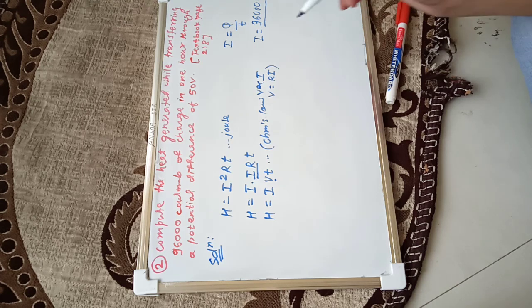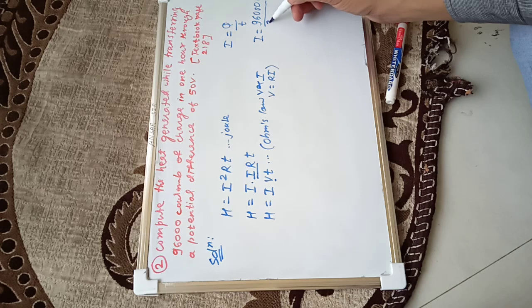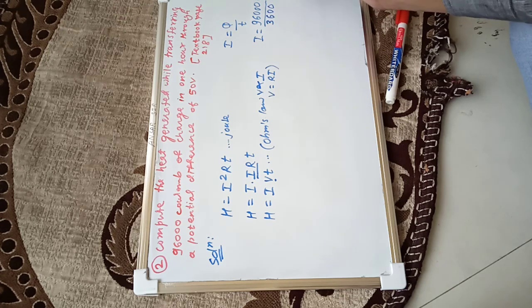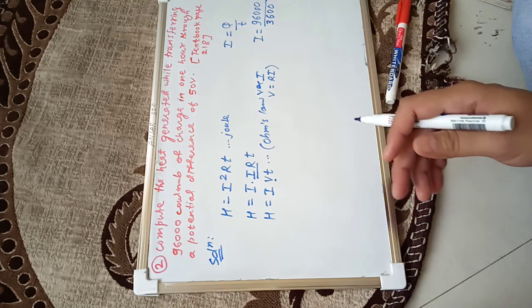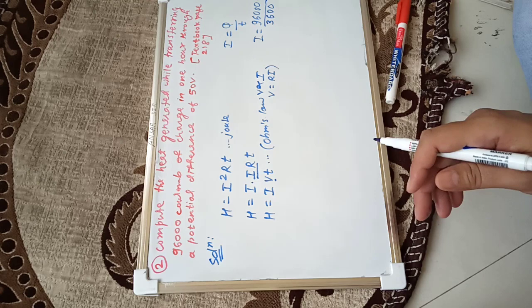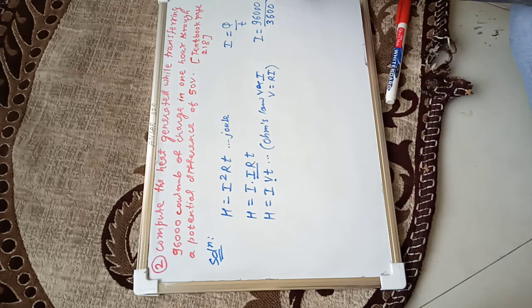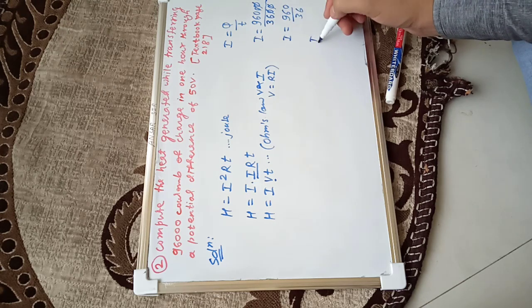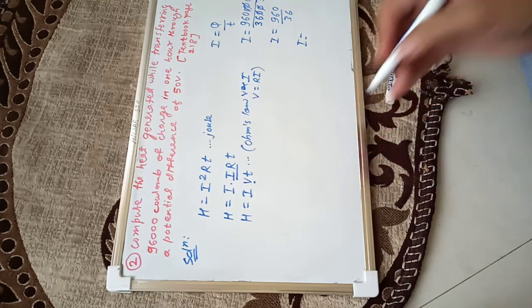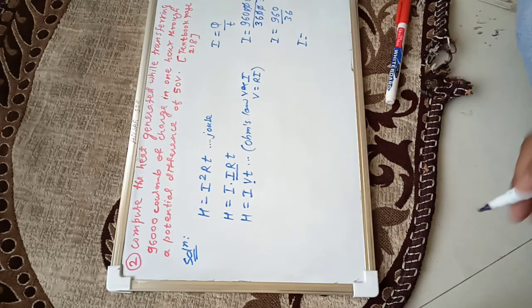So how much time is given here in the numerical question? 1 hour. And do you know in 1 hour there are 3600 seconds. 1 minute has 60 seconds and 1 hour has 60 minutes. 60 into 60 will be 3600 seconds. So these two zeros will get cancelled, and I is equal to 960 by 36. Now do a little bit of mathematics. 960 divided by 36.